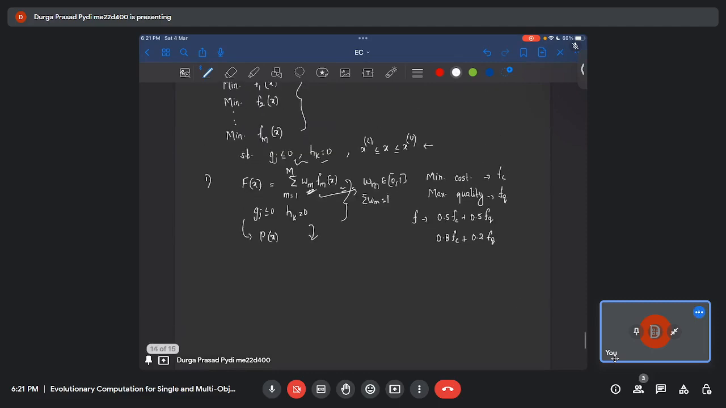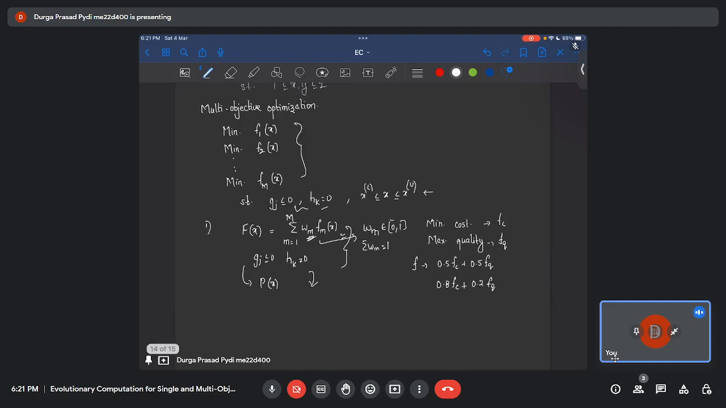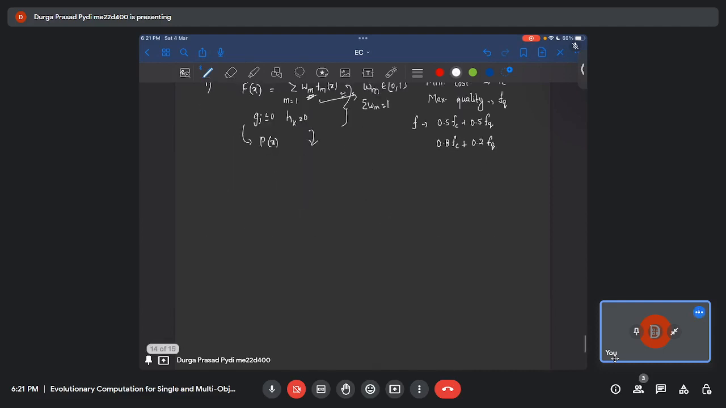But that is one technique we can use to solve, but we will be discussing some other techniques. The next technique is we actually take all these problems and simultaneously solve them. How do we do that? Let's stick to a simple example where you have just two objective functions, f1 and f2, and you have some variable space x1 and x2.